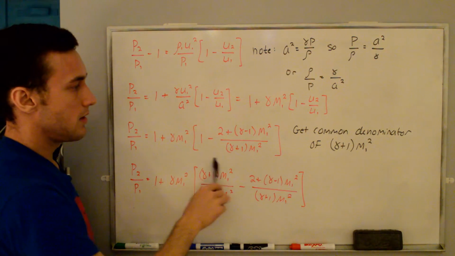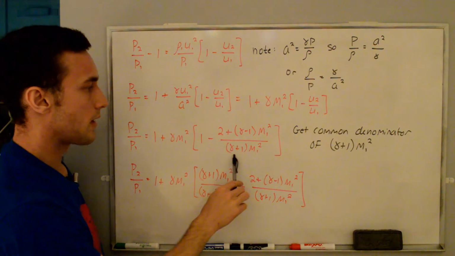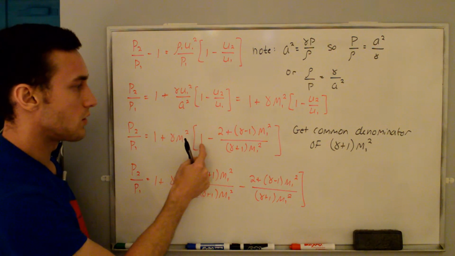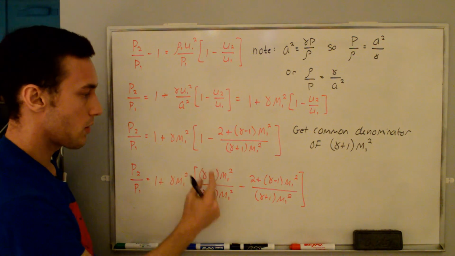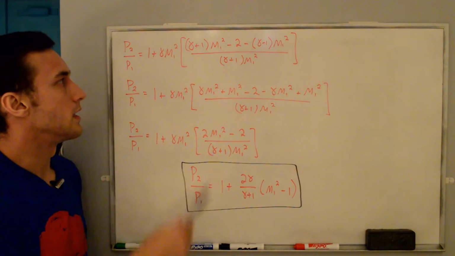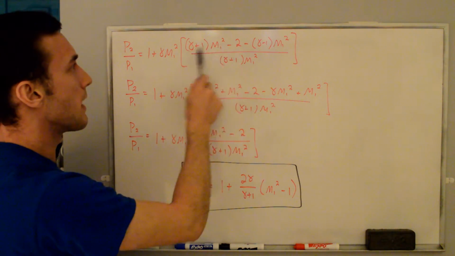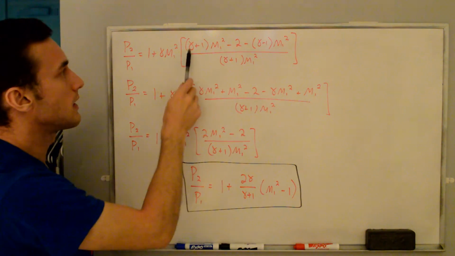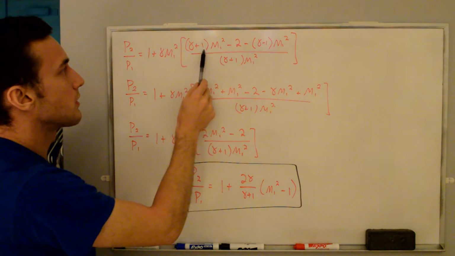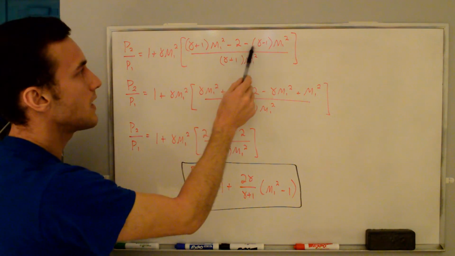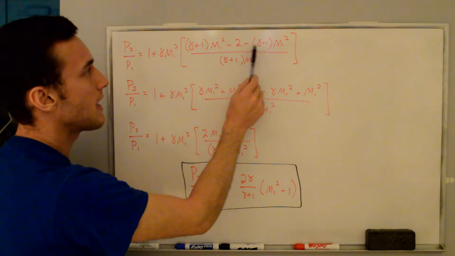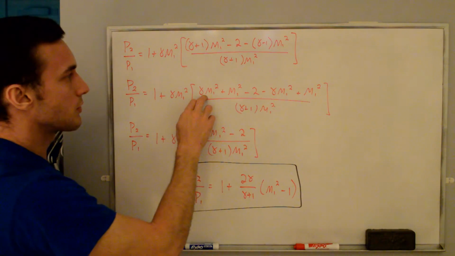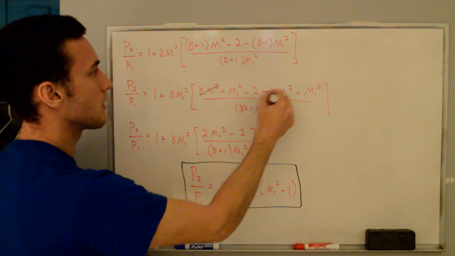Now, to simplify this term here, we want to get the common denominator of gamma plus 1 times M1 squared. So I just multiply this 1, which is the same as gamma plus 1 times M1 squared over gamma plus 1 times M1 squared. Now I've taken these two common denominators and combined those numerator terms, and now I'm going to distribute this term through here and this term through here, so we end up having gamma M1 squared, plus M1 squared, minus 2, minus gamma M1 squared, and a minus a minus is plus, so we have plus M1 squared. And if you look at this term here, we have a gamma M1 squared minus gamma M1 squared, so those two will cancel each other out.